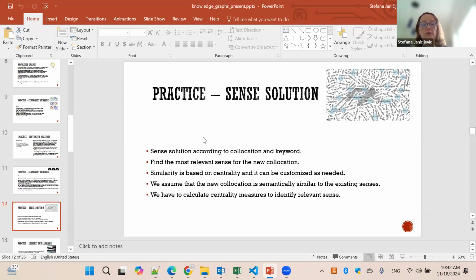Similarity is based on centrality measure, and I used degree centrality. I could use also betweenness or closeness, but I did this as a simple and basic approach just to introduce how it can be done.